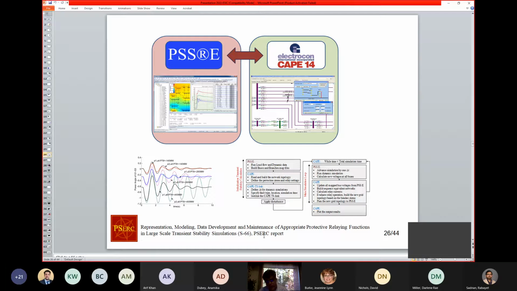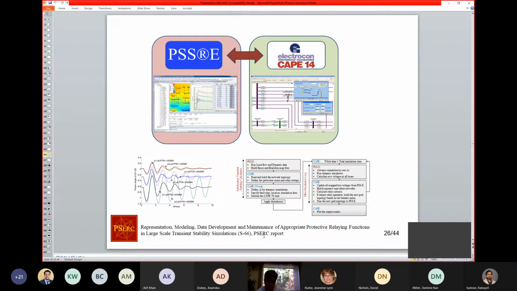So the bottom line is that we have vulnerable protection systems. So they should be integrated in the dynamic security assessment. So we implemented this software, which is already commercially available. We use that. That's a co-simulation between PSSE and CAVE.